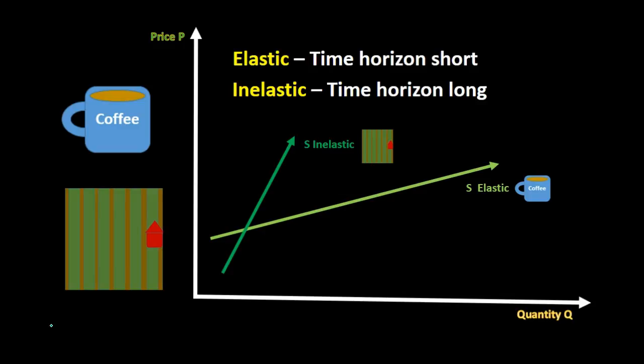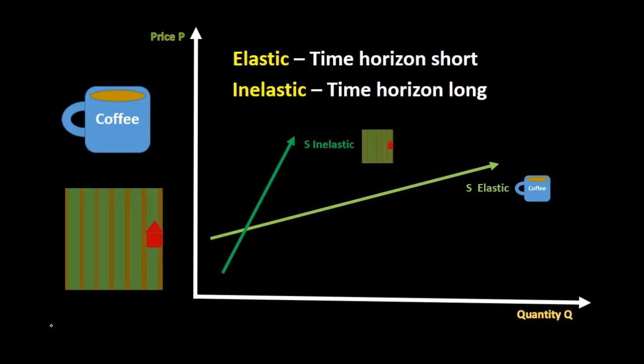So if it's elastic, meaning the change in quantity is great with a change in price, the time horizon is short, meaning something like coffee. Presumably if the price goes up, we can make more coffee relatively quickly. On the other hand, if we're talking about something like farmland, crop production, if the price goes up for a particular crop, say corn, then the farmer can't really change the crop too easily in terms of the time horizon.